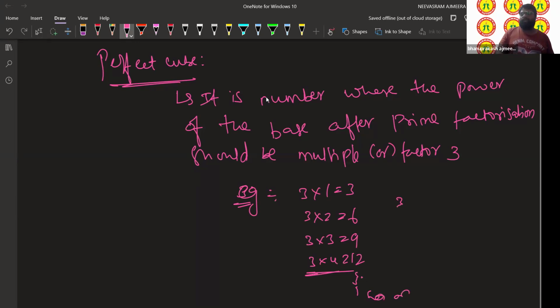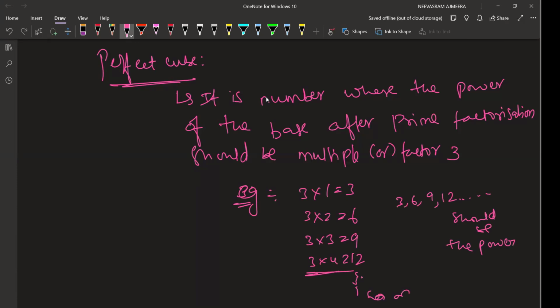So 3, 6, 9, 12, and so on should be the power after prime factorization. Any confusion in this?